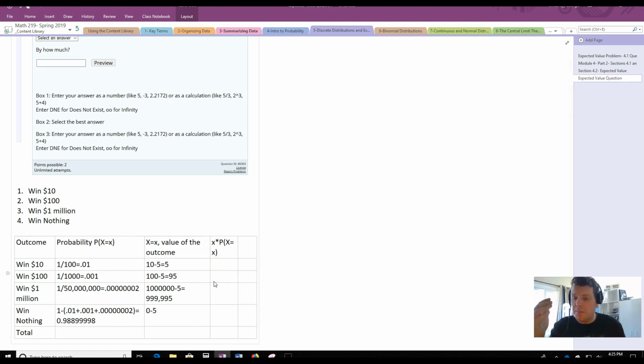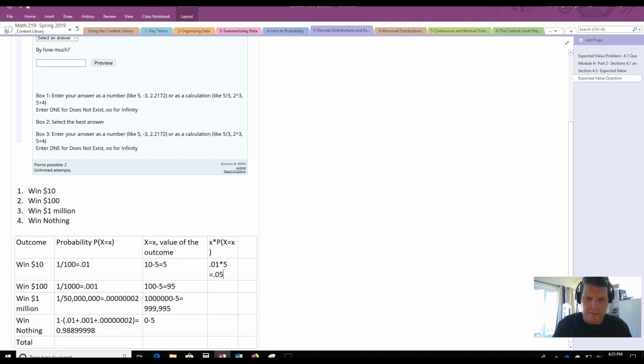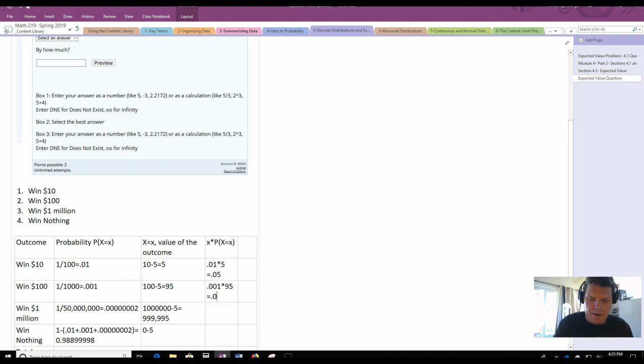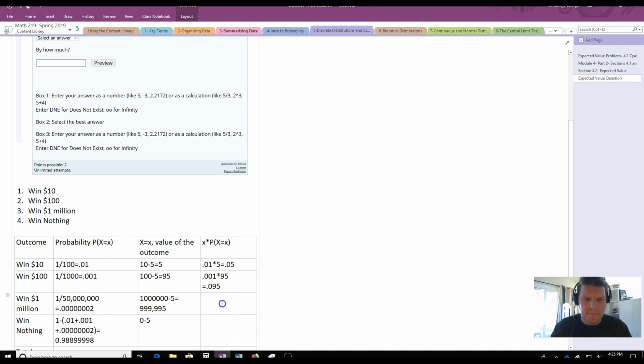Because I'm looking for an expected value, I can use the mean formula that I use for discrete distributions. So that's going to be 0.01. We're going to multiply x times p of x. So that's 0.01 times 5, which is equal to 0.05. Next up, I have 0.001, and I multiply p of x times x, 95, which equals 0.095.